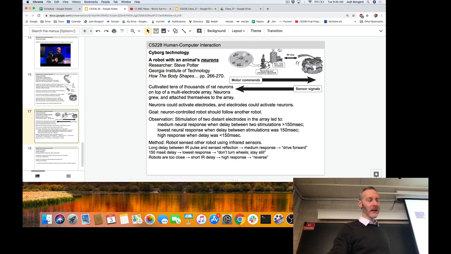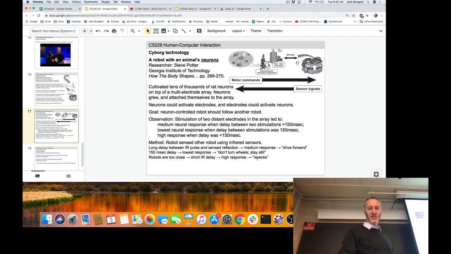If the following robot was close behind the leading robot, there would be a short delay between the following and the leading robot, which led to a short delay in the electrical signal supplied to the distant pair of electrodes, which gives a high response. And the high response was interpreted as reverse. So they were again using a machine learning algorithm, or I'm guessing in this case, they probably tuned this manually. High response meant reverse the wheels or slow down and stop.